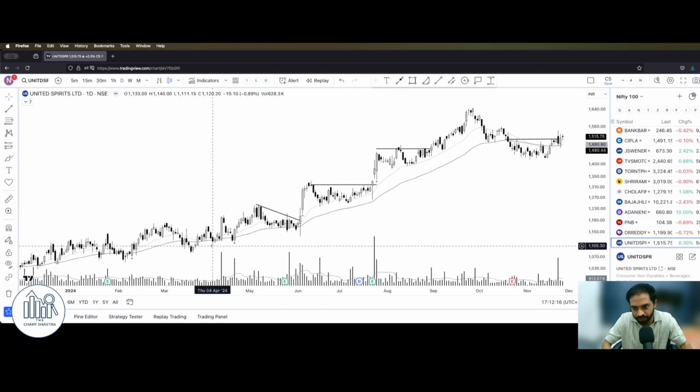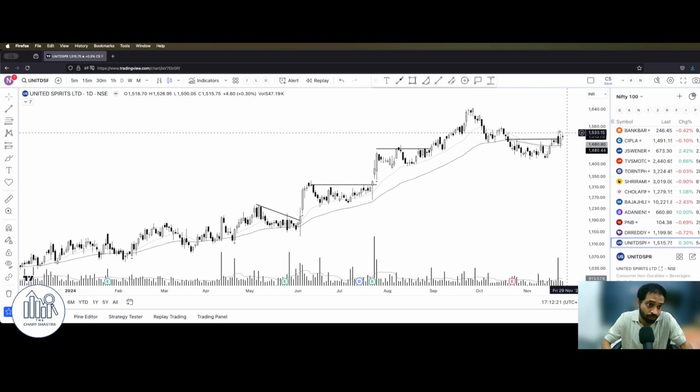United Spirits, it has done well lately. Alcohol stocks are in the buzz. It is holding up in the correction too. Let's see how this turns out to be. This is an interesting name actually.